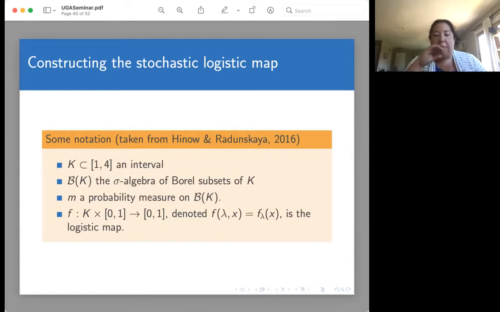And now my logistic map is a function on a product space, because I have two inputs now. I have what value my parameter lambda is taking, and then what value of x between 0 and 1 I'm looking at. So this is now a map from K cross 0, 1 into 0, 1, and you can denote it either of these ways. But the point is that I now have to consider two inputs, my lambda value and my x value.